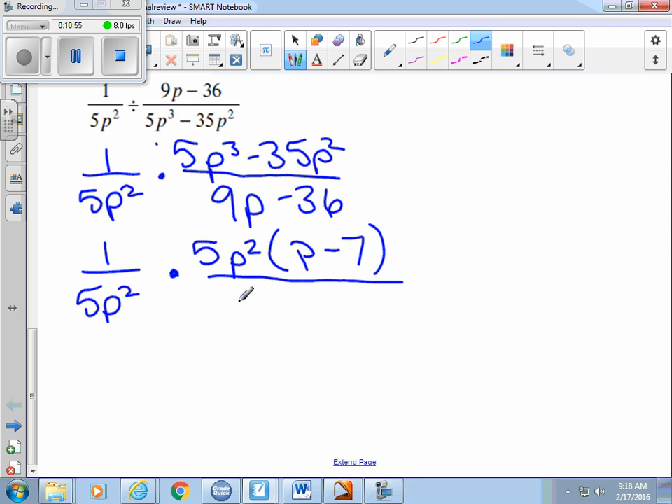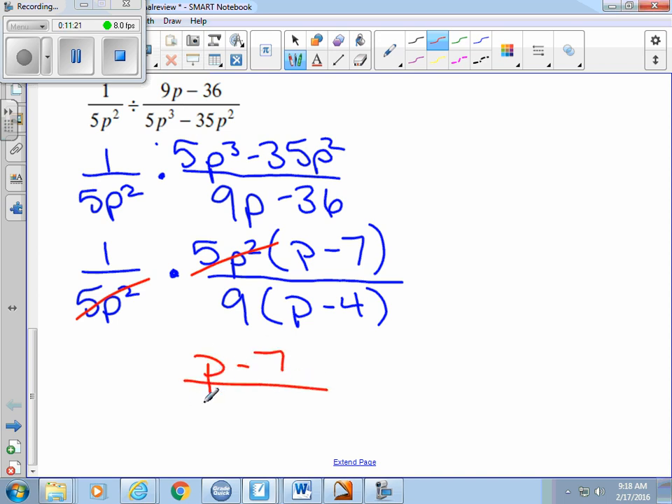On the bottom, what can I factor out? What cancels? 5p squareds. Notice I do have things left on the top and on the bottom. I'm going to multiply across the top and multiply across the bottom, and I get p minus 7 over 9 times p minus 4. You also could write 9p minus 36 on the bottom if you wanted to.